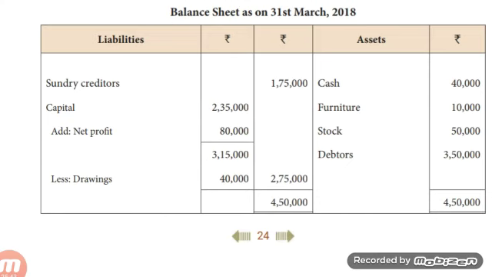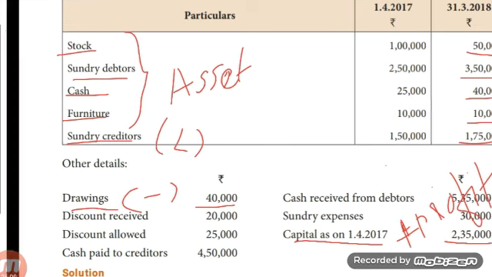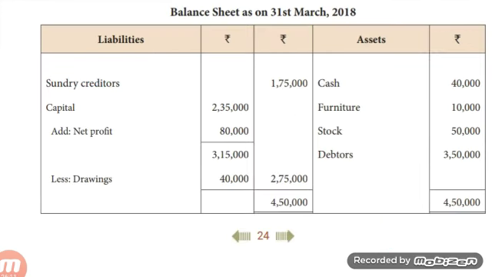Then we need to enter the capital. Capital is given in the question. Children, I already told you, if it is not given, you need to calculate it. How can you calculate it if it is not given? Okay, children, by preparing the opening statement of affairs. Here the opening capital is given. The amount is 2,35,000. Write that amount in the inner column. 2,35,000. Add net profit 80,000. Write the amount in the inner column: 3,50,000.